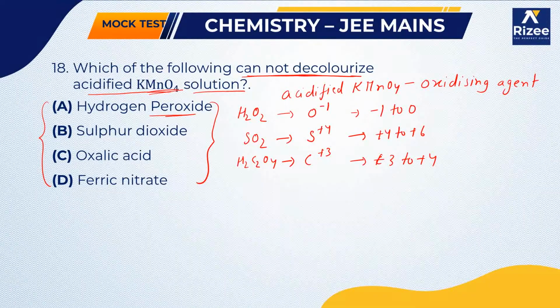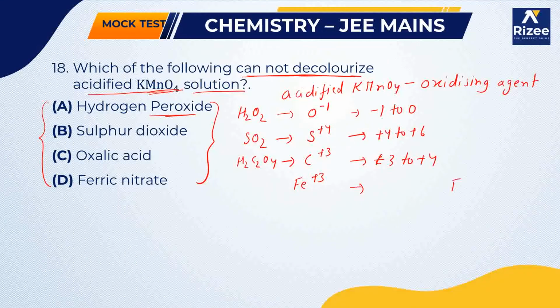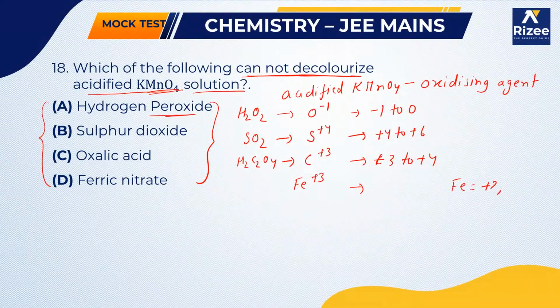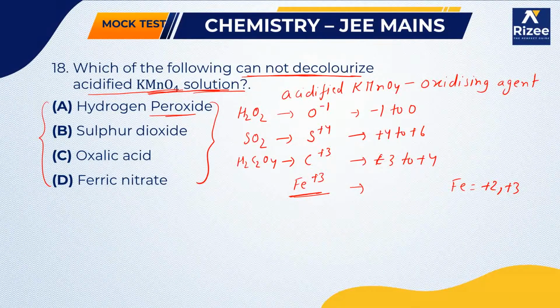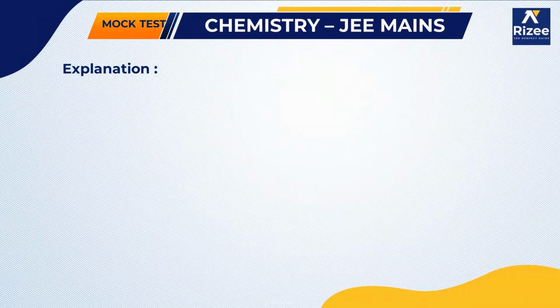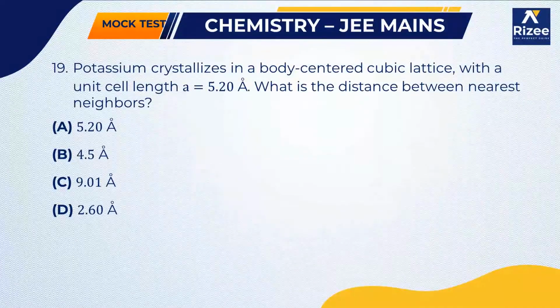Next, for the ferric nitrate, here you can see iron is in the +3 oxidation state. The two oxidation states of iron are +2 and +3, which means iron can't be further oxidized from the +3 oxidation state. So that means the acidified KMnO4 solution cannot decolorize ferric nitrate solution. Okay. Next, moving on to the next question.